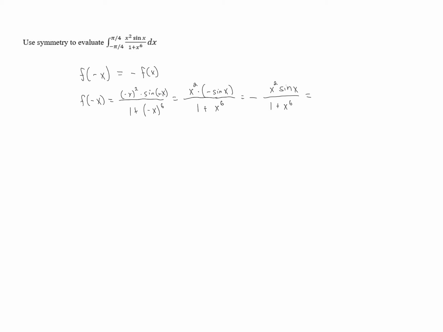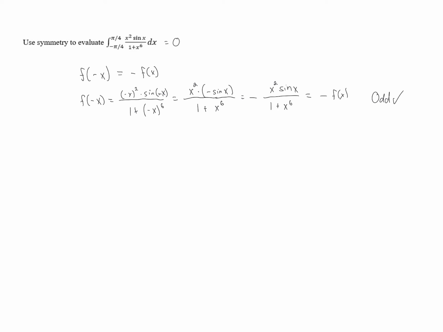And you'll note that this fraction is our original function. And so this becomes the opposite of f of x. And so that means this is an odd function. And because it's an odd function that is integrated from negative b to b, that means that that integral is equal to 0.